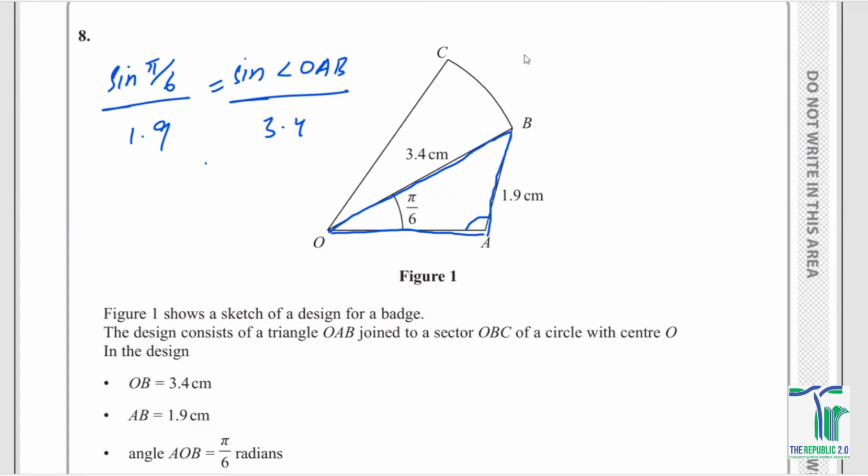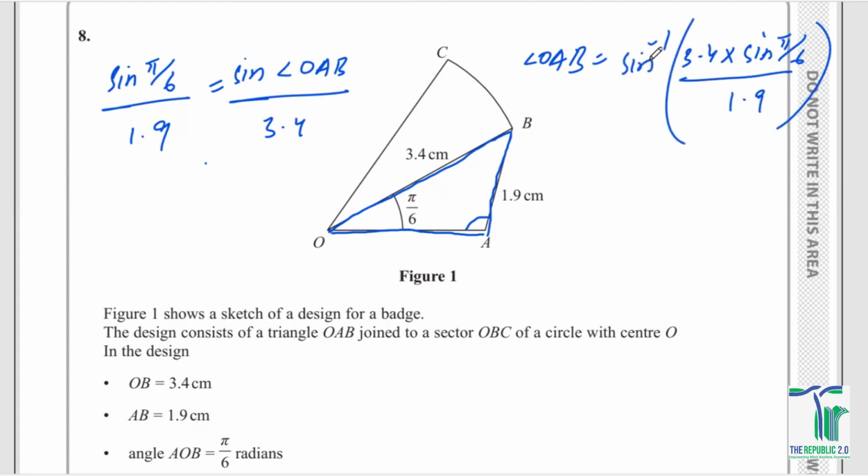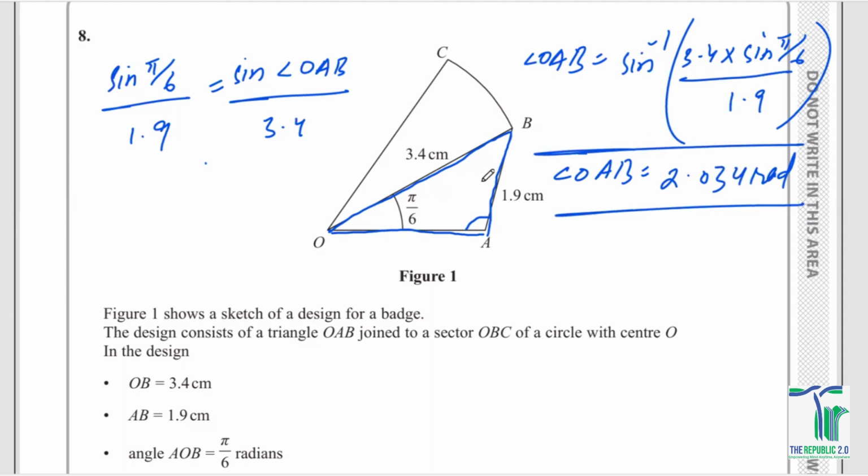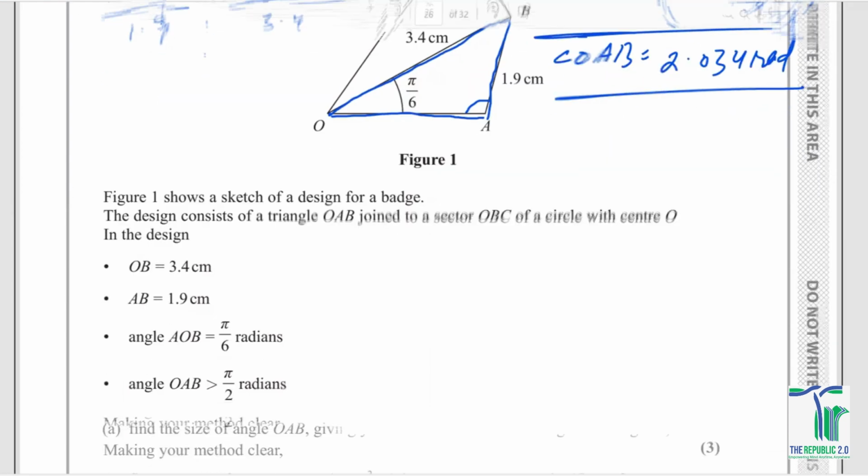By sorting it out, if you need to look for angle OAB, it would be 3.4 multiplied by sine pi by 6 divided by 1.9, and then take the sine inverse of this. Whenever you calculate the inverse, in radians you'll get 2.034 radians as the final angle. So that is how you'll get the angle at OAB.